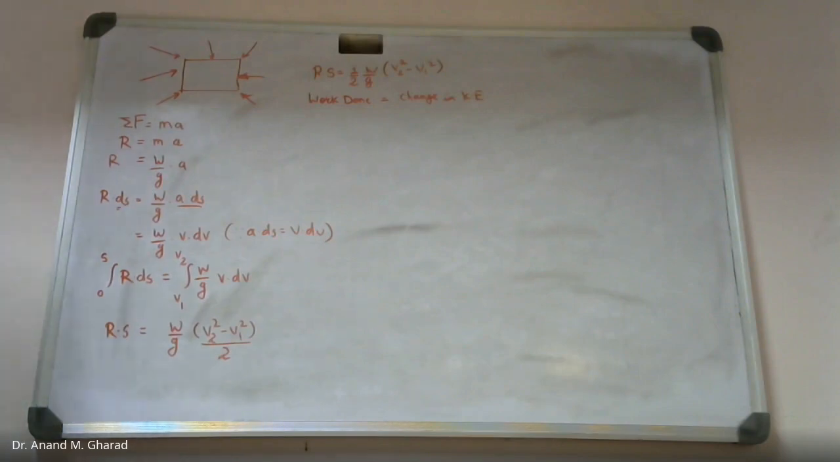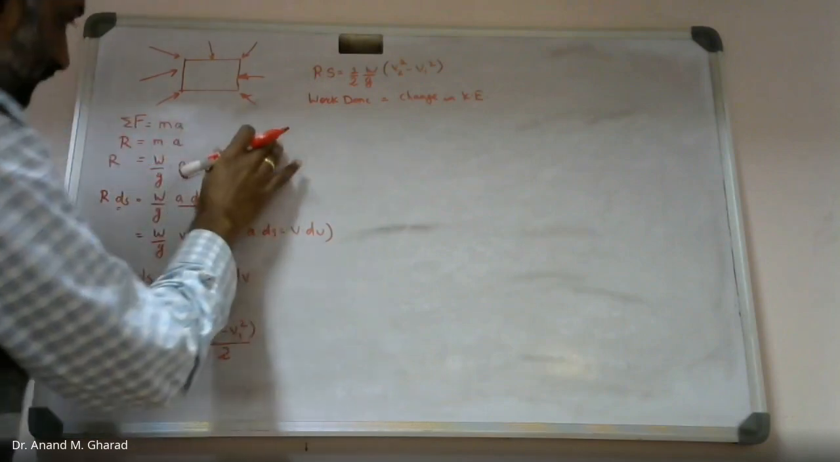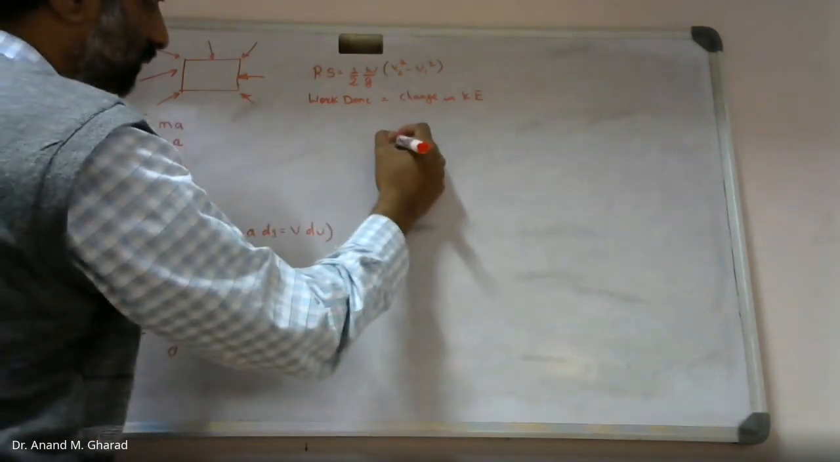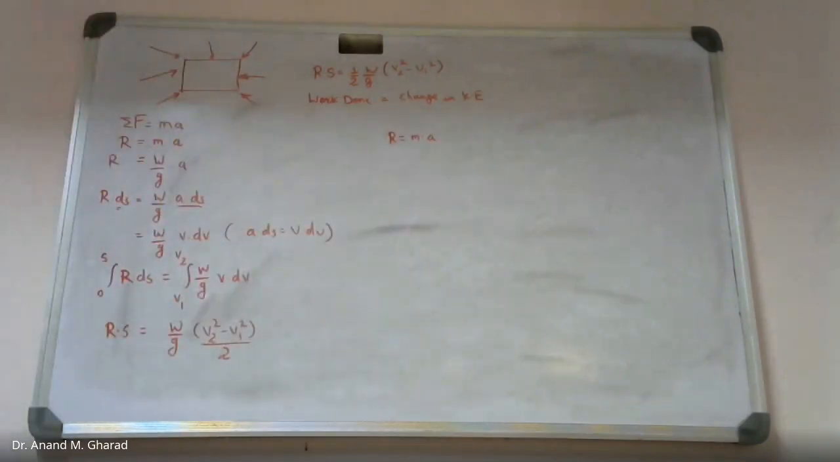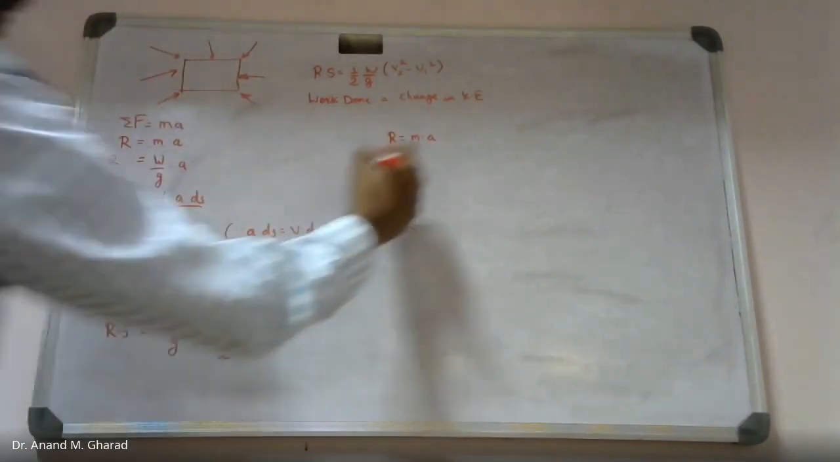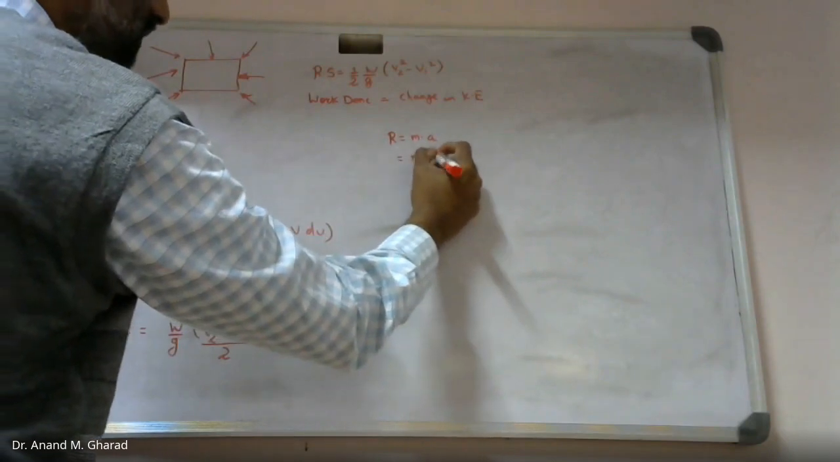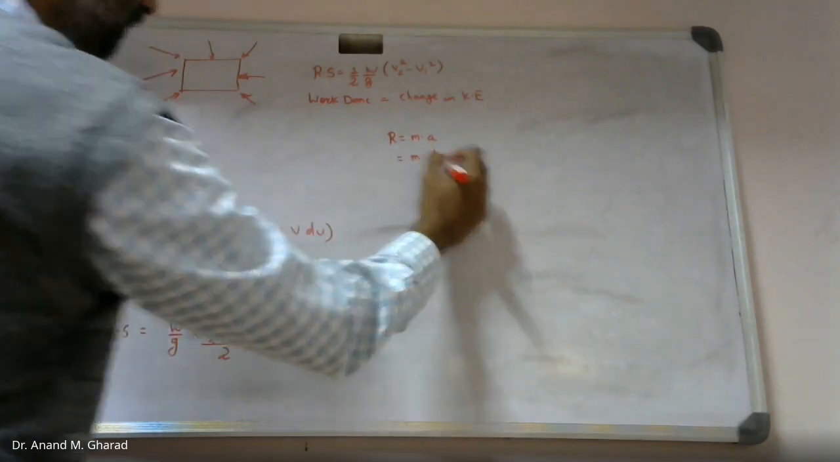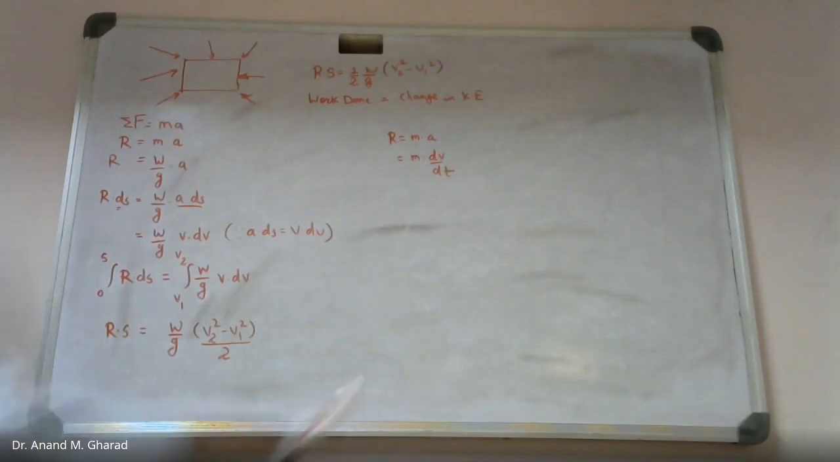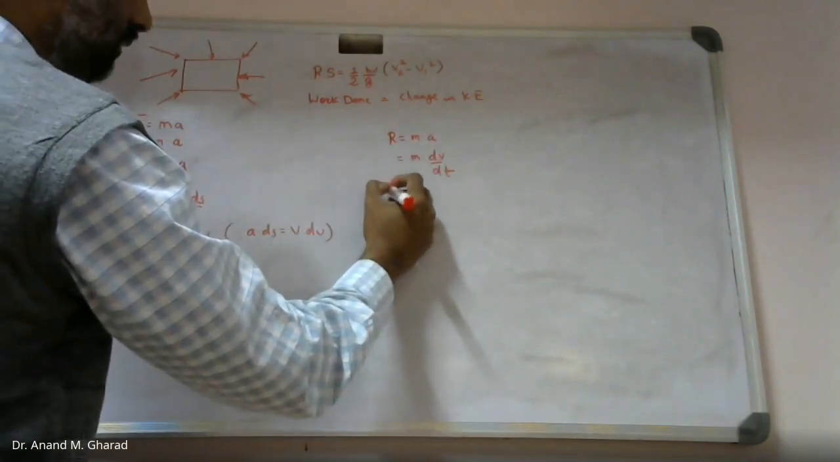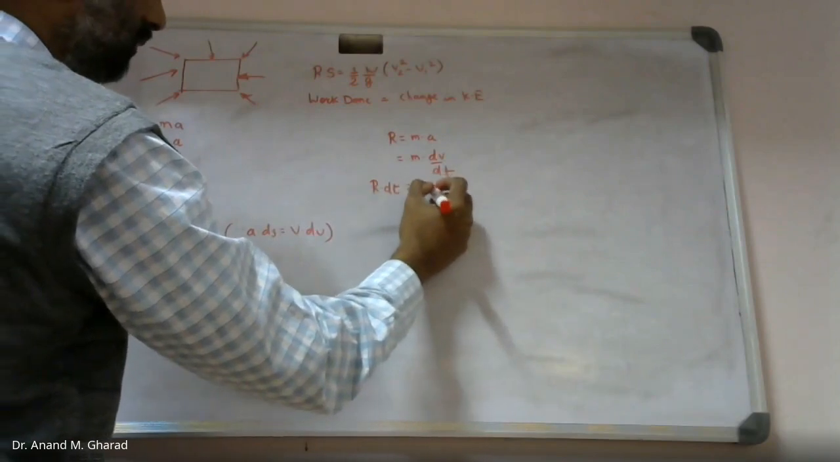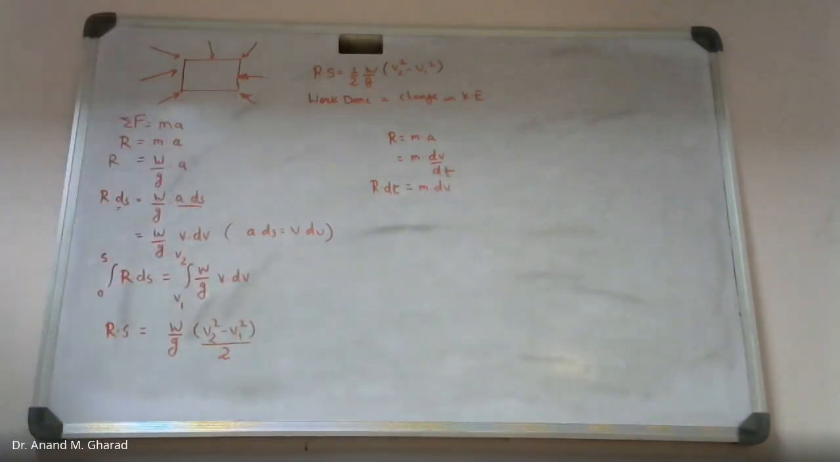Now let's say this equation, which is R is equal to mass into acceleration. The acceleration term can be expressed as dv by dt, isn't it? Change in velocity, or R into dt is equal to m into dv by rearranging the terms. Okay.